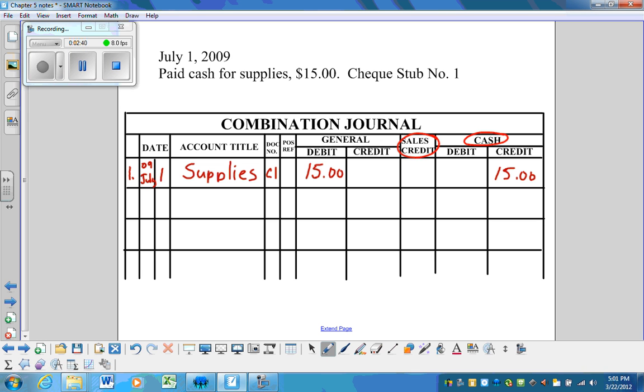So we know that our cash is going down. That gives us a credit of $15. We have to write supplies in the account title. And our supplies are increasing, so we put $15 into the general debit. The document number is C1, and that's coming directly from the question.